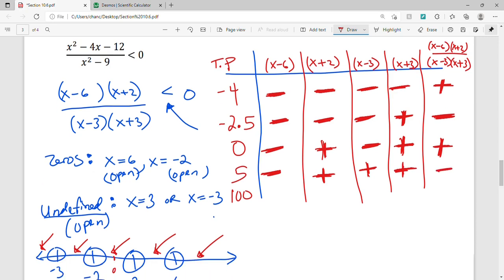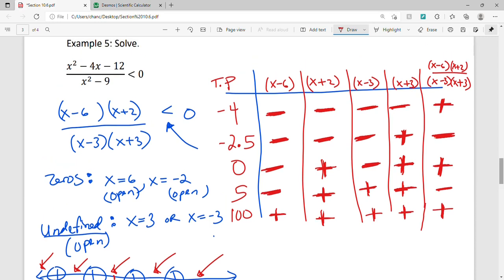For the last one, I picked a large number just to show you it doesn't matter what you pick as long as it's in the region that we're concerned about. And all of these are actually going to be positive. And the final result is going to be a positive.